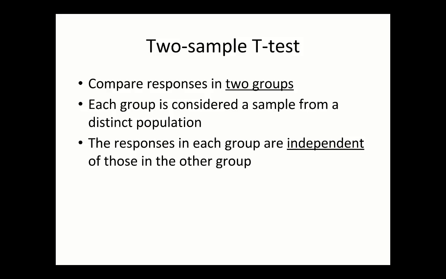Again, a two-sample t-test compares responses in two distinct groups. The responses in each group are then independent of those in the other group. Another example would be if some subjects take a treatment and another group of subjects take a placebo, and you measure some sort of response.